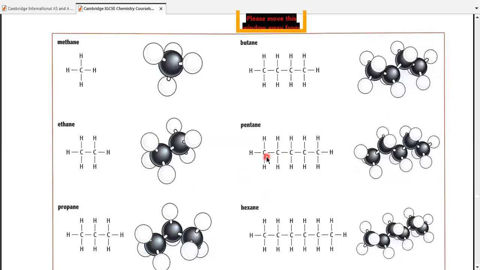For practice, look at this. There are 1, 2, 3, 4, 5 carbon atoms. So how many hydrogen atoms are supposed to be there? 5 multiplied by 2 is equal to 10, plus 2 is equal to 12. And if you count, there are actually 12 hydrogen atoms over here. So from general formula, you can draw the structure, and from the structure, you can come up with the molecular formula.